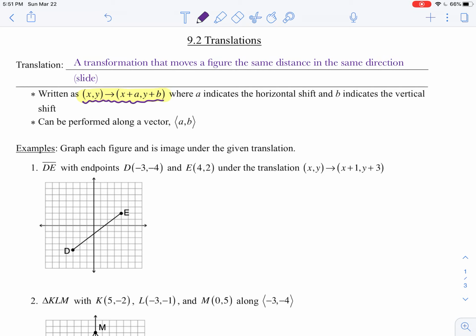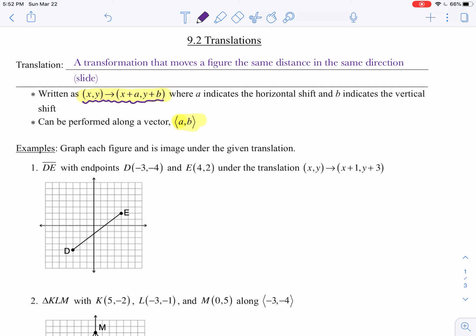Y plus B, the B represents the vertical distance, or the amount that the figure moves up or down. We can also show translations in terms of a vector that we learned about the other day. Remember, a vector looks something like this. When we write a translation in vector form, it shows again the horizontal and the vertical shift or slide.